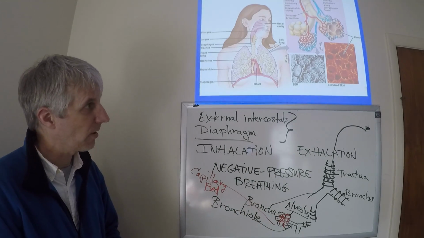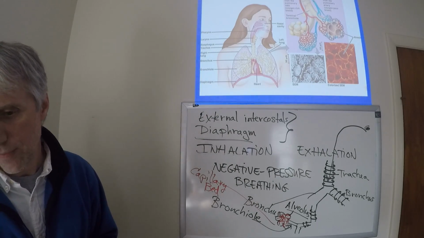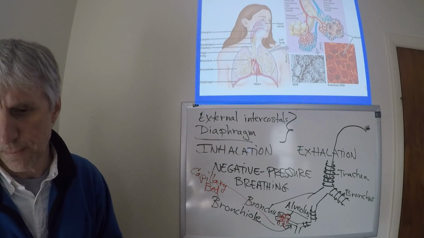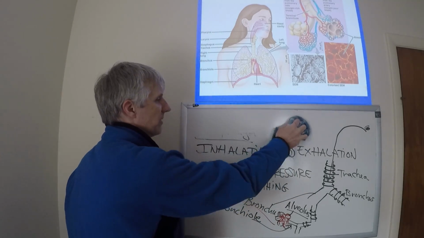Okay? All right, so to understand this, we have the idea that there are a couple of different types of alveoli. Okay? A couple of different types.